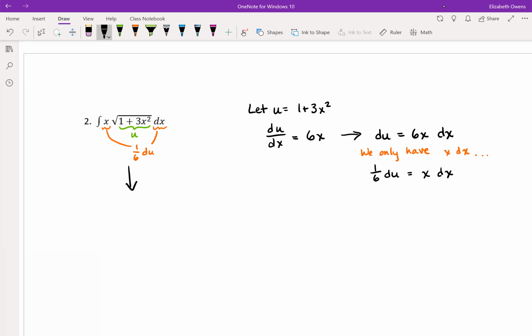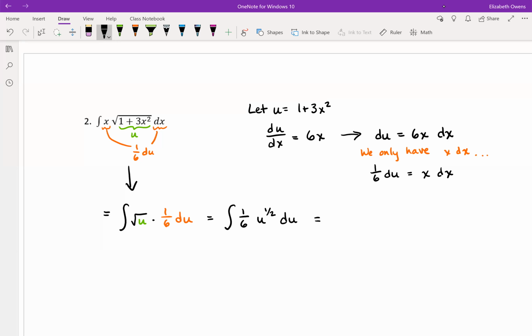So we're going to convert our indefinite integral, and we're going to have the square root of just plain old u now. That's pretty nice. Times x dx, which together is 1/6 du. Okay, so now everything is in terms of u, and we have this indefinite integral. Let me rewrite it: 1/6, and let's rewrite the square root as u to the 1/2 du. And this is something that we can actually work with.